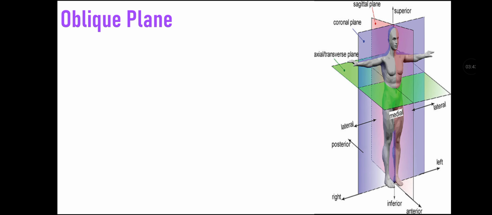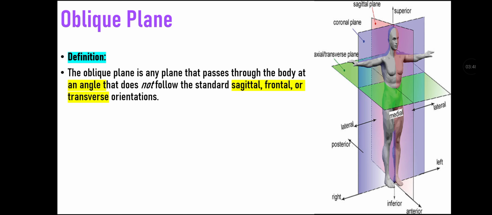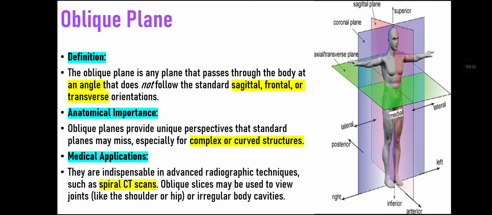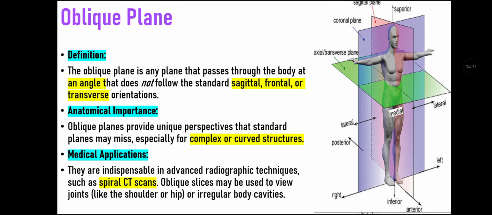Next is the oblique plane, also called the accessory plane. Definition: an oblique plane is any plane that passes through the body at an angle that does not follow the standard sagittal, frontal, or transverse orientation. Anatomical importance: the oblique plane provides a unique perspective that standard planes may miss, especially for complex or curved structures. Medical application: they are indispensable in advanced radiographic techniques such as spiral CT scans. Oblique slices may be used to view joints like the shoulder joint or hip joint, or irregular body cavities.